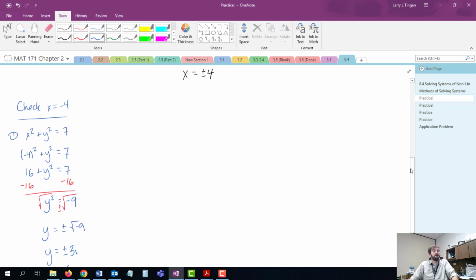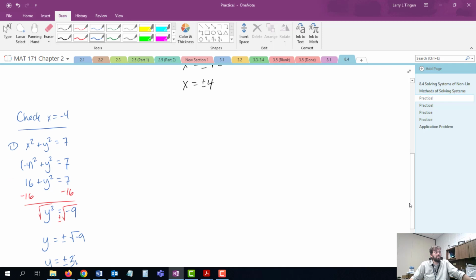I don't need to test negative 4 on the second equation, because remember, if it doesn't work for one equation, it doesn't work for the system. If negative 4 did work for equation 2, you still would have to check to see if it works in equation 1. And if it doesn't, then it's not a solution. So I don't actually have to check that one twice. How about 4?